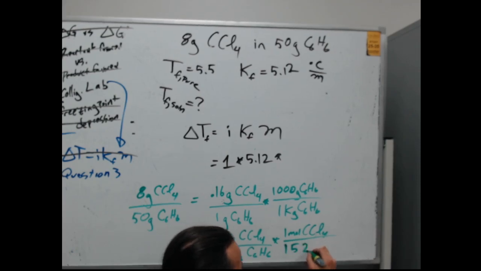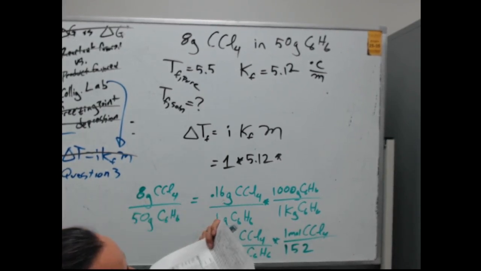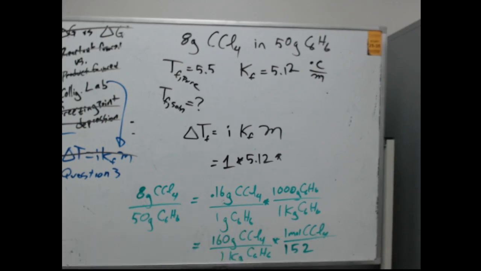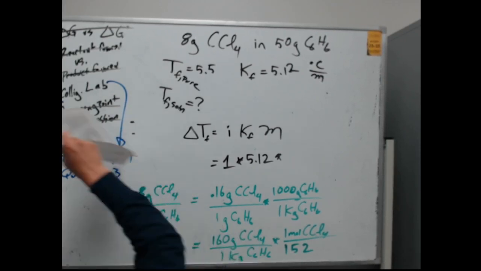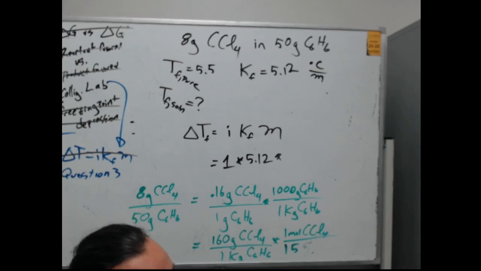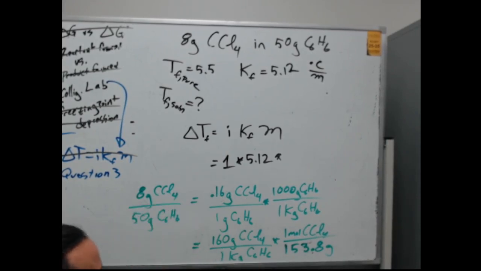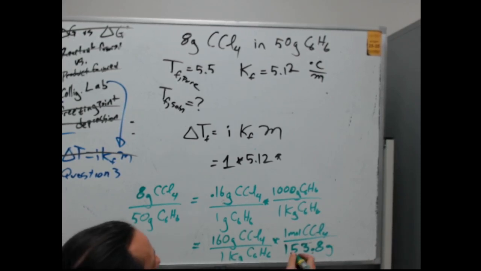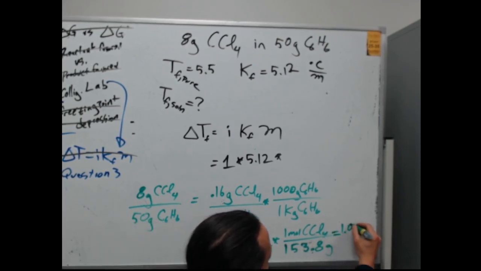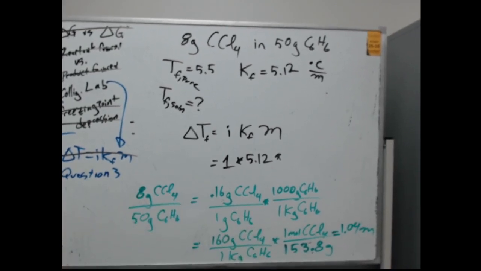I'm going to go with 152. Let me check something. The discrepancy is the fact that chlorine is 35.45, not 35. Let's go with your number, it's more accurate, 153.8. I did 35 because that's easier in my head. So I do 160 divided by 153.8, and that's going to get me 1.04. I'm going to give it a little script m. It's going to be 1.04 molals.